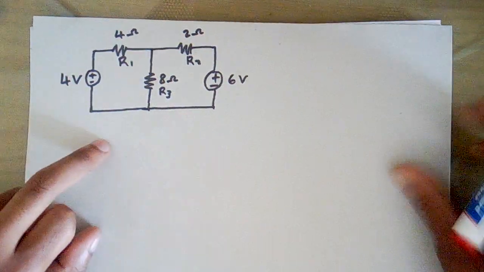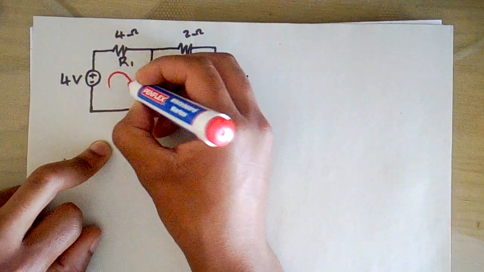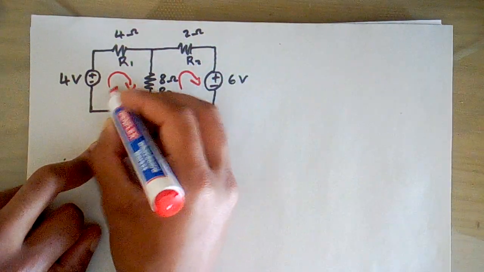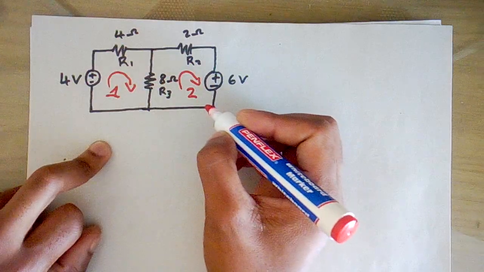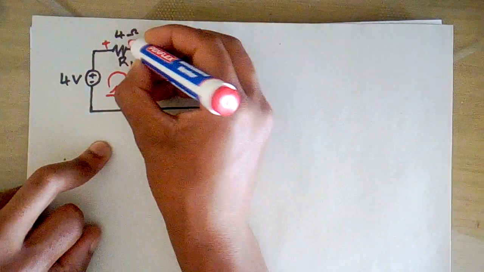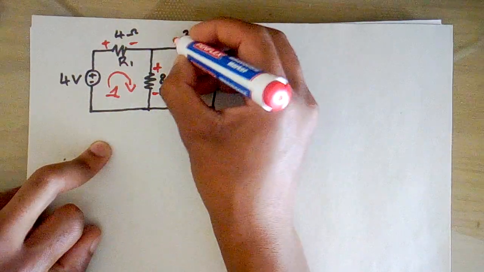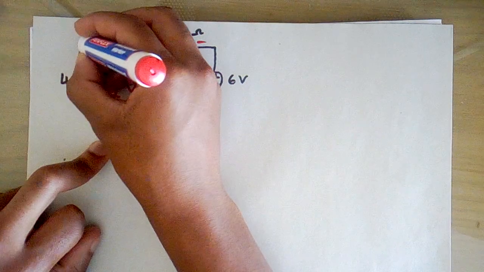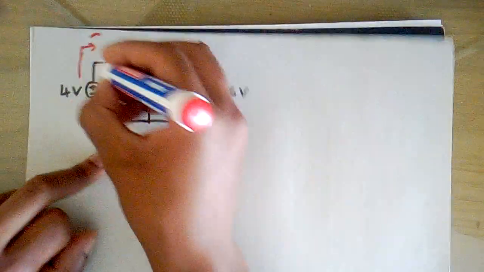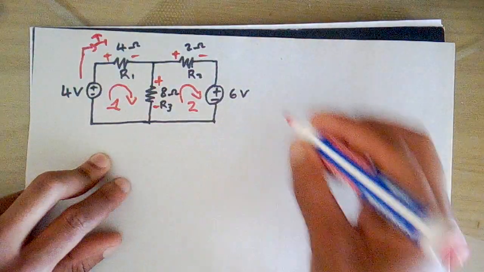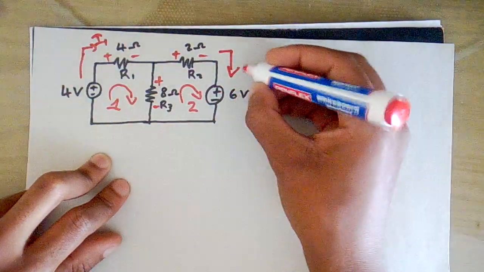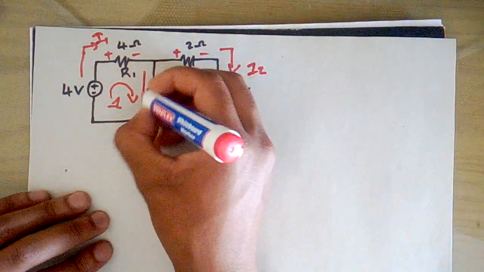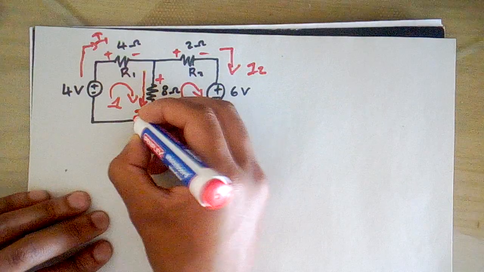If we take this direction and this direction, this is going to be our loop 1, and this is going to be our loop 2. So the polarities go like this, okay? And then our I1 goes like this, this is our I2 going in this direction, and our I3 goes in this direction.